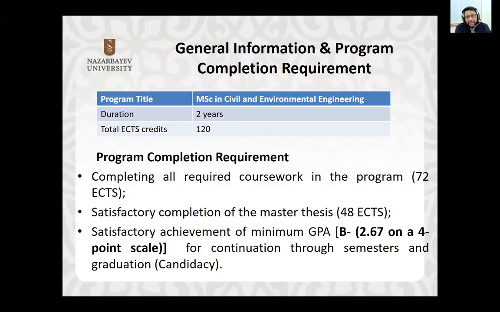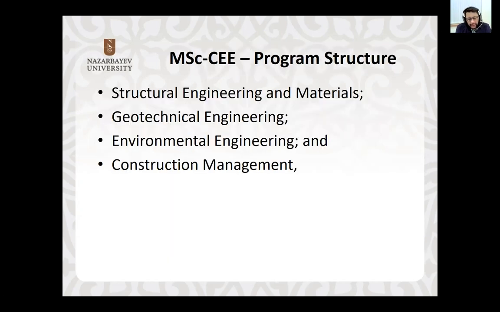This slide shows the general information and program completion requirements. The duration of the program is 2 years. To successfully complete it, you need to take 12 courses in 2 years, followed by the completion of a thesis, and achieve a minimum CGPA of 2.67 on a scale of 4. In the master's program, we offer specialization in 4 key areas: structural engineering and material, geotechnical engineering, environmental engineering, and construction management.